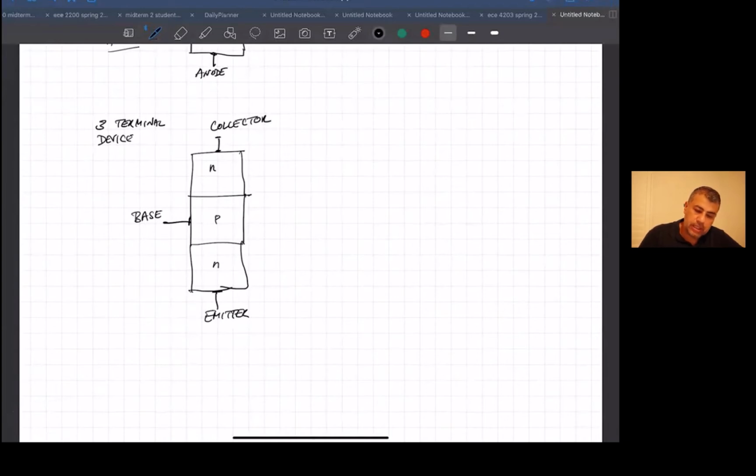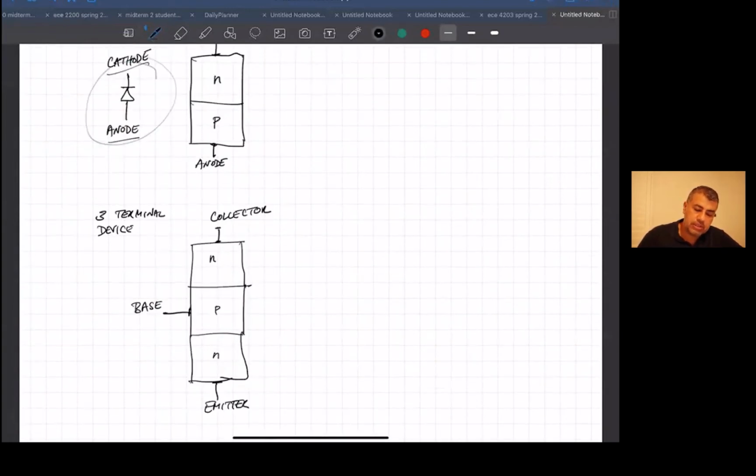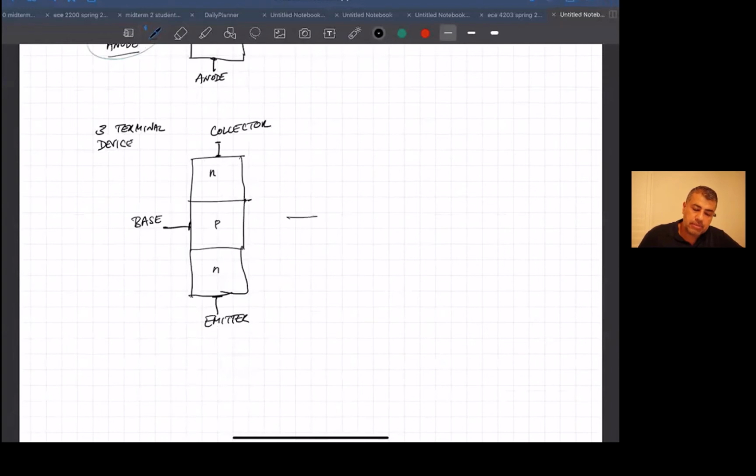Okay, and then the circuit. Just like the diode had a circuit drawing that looked like this, the bipolar transistor has a circuit drawing that looks like this. So this terminal is the base, this terminal is the emitter, and this terminal is the collector. Again, like a 3-terminal device.